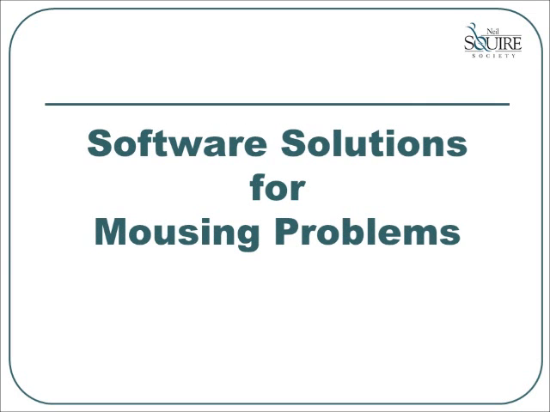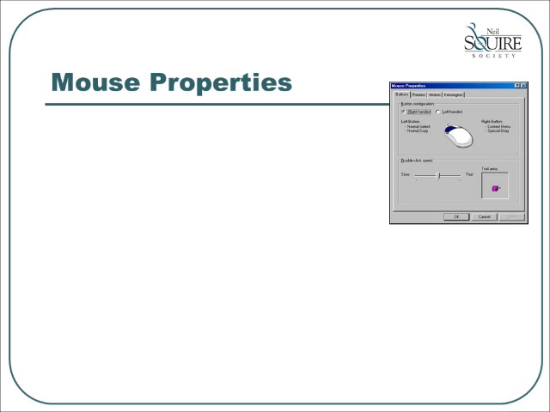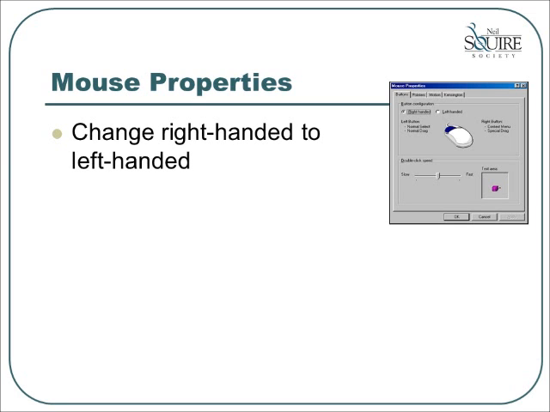Now let's look at a couple of the software solutions for mousing problems. First, let's examine the options available through the Windows Mouse Properties. Through the Mouse Properties dialog box, you can change from the standard right-handed mouse buttons to left-handed mouse buttons. Here you can adjust the double-click speed. This is the speed required for repeated clicks to be interpreted as a double click. Please note that if you slow down the double click speed, it will not impact people who double click quickly.